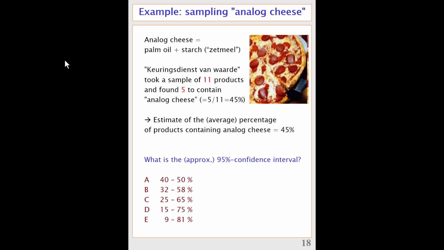Okay, so that's 45%, and now we need something normally called a 95% confidence interval. I'll talk in more detail about what that means in a minute. But we need to say something about, okay, 45% in this supermarket, but we need to have an estimate of, in general, what is that percentage, roughly. And there, you can choose between A, B, C, D, and E. What do you think? We have 11 of these products sampled, then what are we able to say about the actual percentage of products that contain analog cheese? So think for yourself for a minute if you think this is A, B, C, D, or E, what might it be?